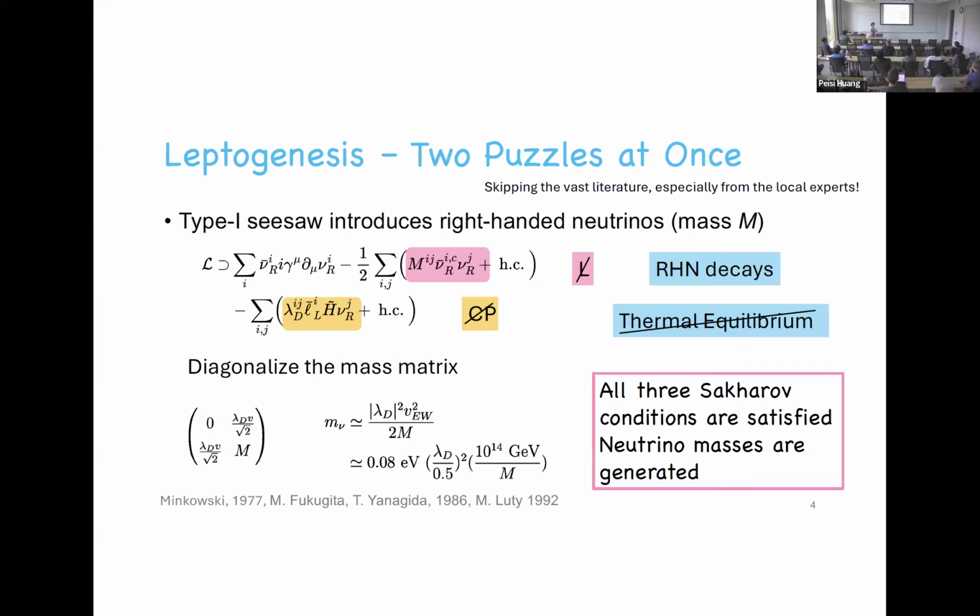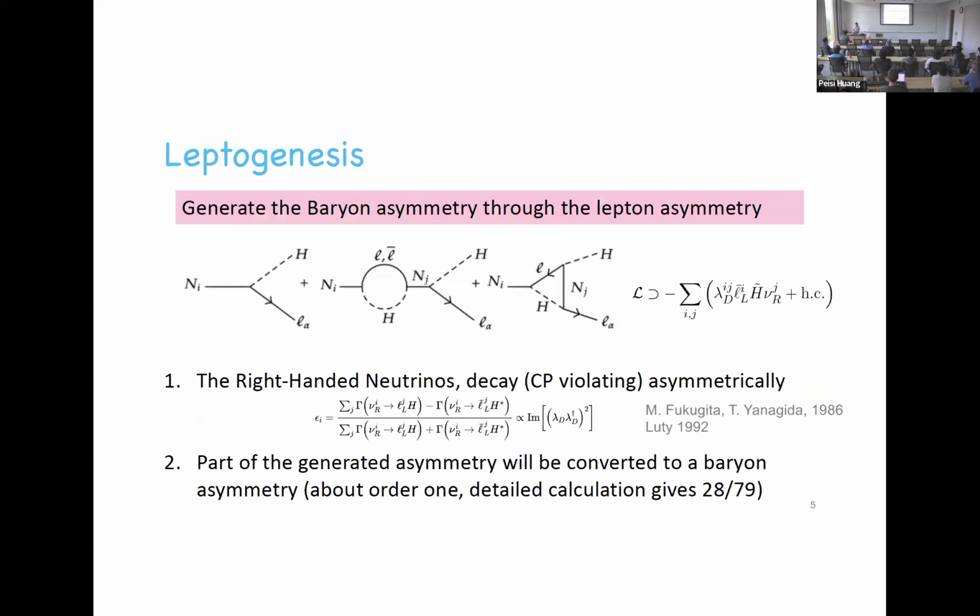And this exact Lagrangian satisfies all three conditions for baryogenesis. The Majorana term violates lepton number, the Dirac term violates CP, and the right-handed neutrino decay when the cosmic temperature falls below its mass provides the departure from thermal equilibrium. So in this very Lagrangian, all three Sakharov conditions are satisfied and neutrino masses are generated. I should mention there is a vast literature on leptogenesis, including the ones from local experts, but I'm skipping them here. So there are three steps in leptogenesis.